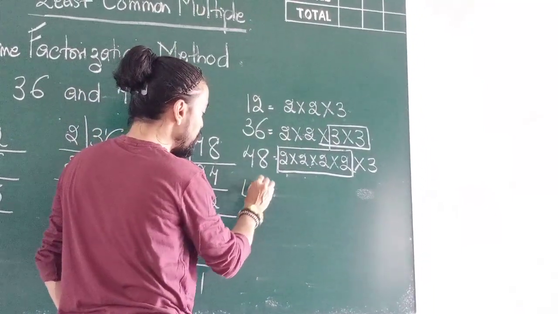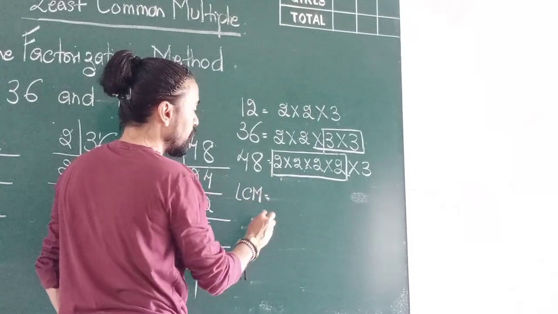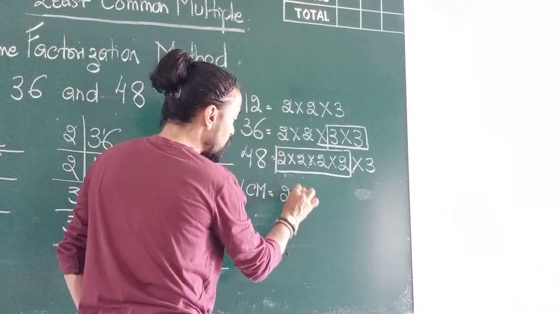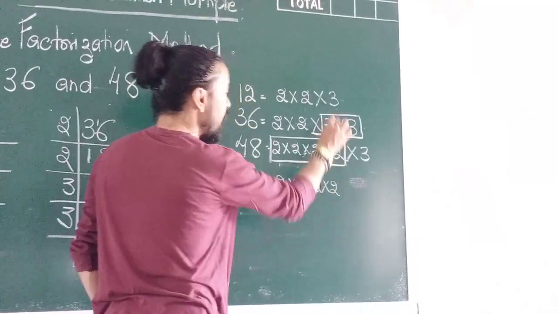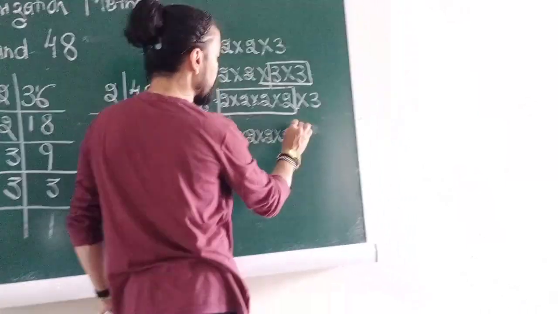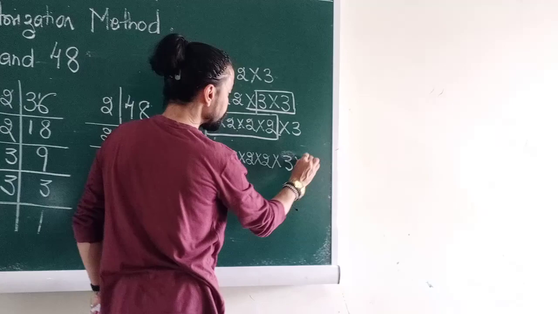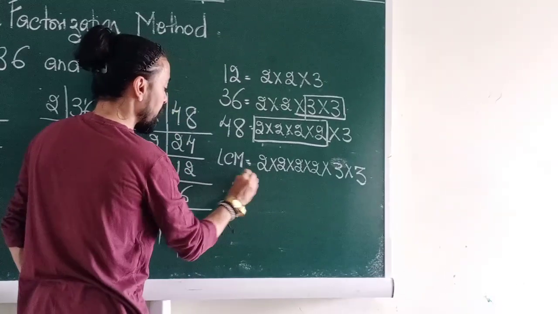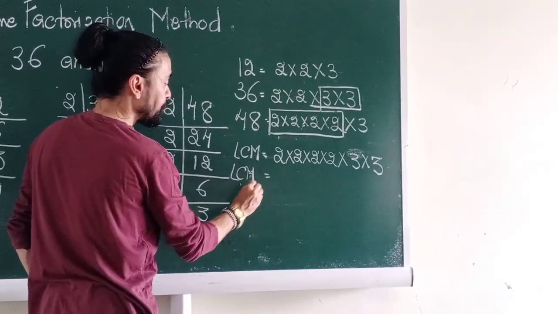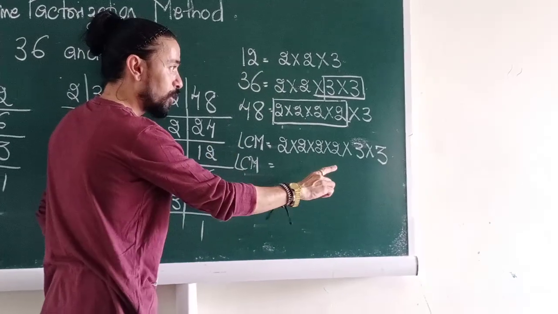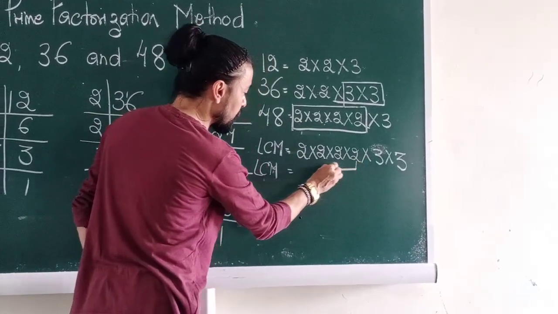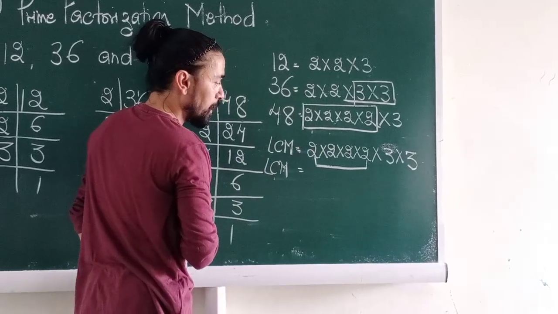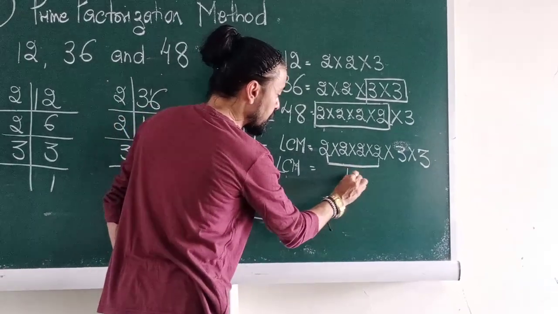So the LCM, or the least common multiple, would be: I take all the 2's which I have made a box around. There are 4 2's, and I take all the 3's. There are 2 3's that I have made a box around, and that's my answer. Multiply all the 2's and get one answer. 2 2's are 4, 4 2's are 8, 8 2's are 16. Make a line like this and write 16.